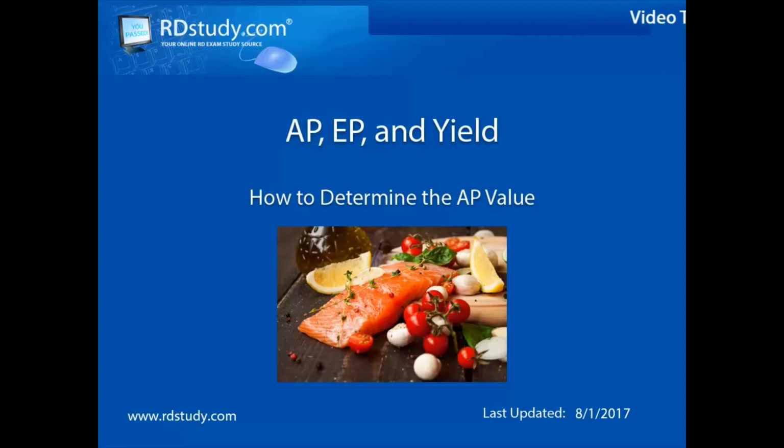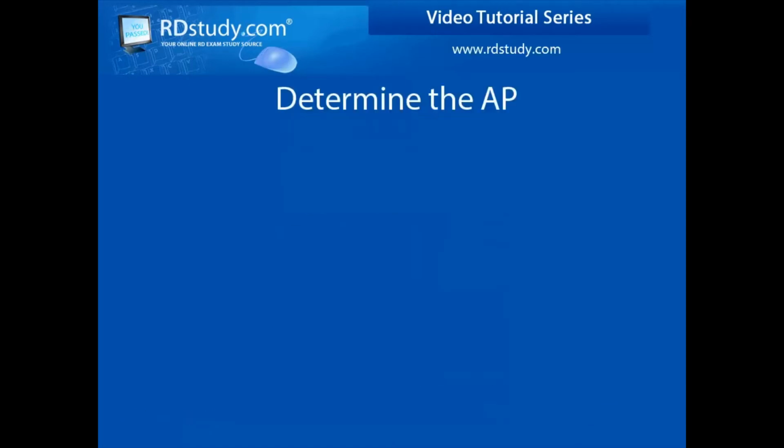Previously, we talked about AP, EP, and yield, and their importance when it comes to food production. These concepts are quite important during recipe formulation, and as such, they are very important when it comes to purchasing the products you need to meet the needs of your menu. There are a few ways to determine the AP of a product depending upon the information that is available to you.